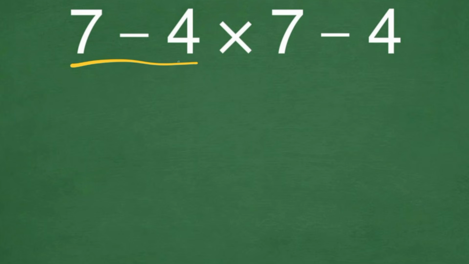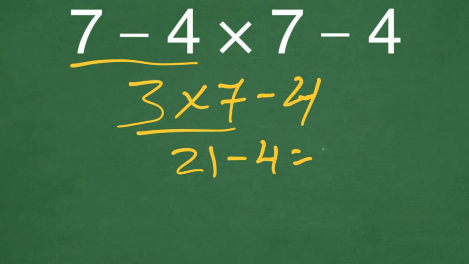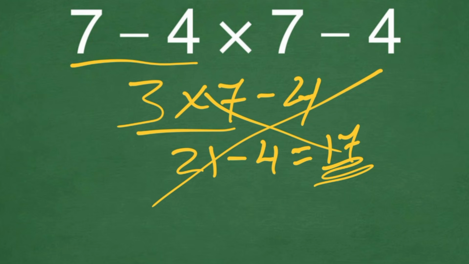So 7 minus 4 gives us 3, and 3 times 7 minus 4 is going to be the next equation, and they solve 3 times 7, which gives us 21, and 21 minus 4 gives 17, right? So this is what they do, but this is again wrong.